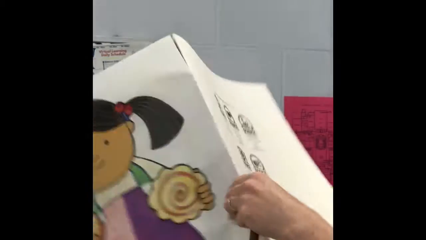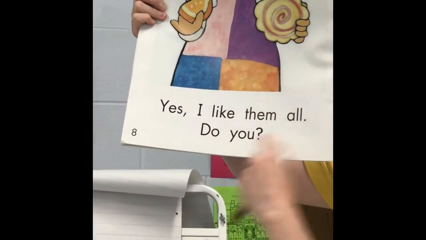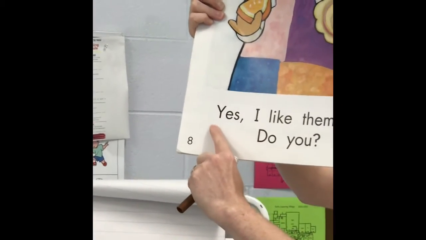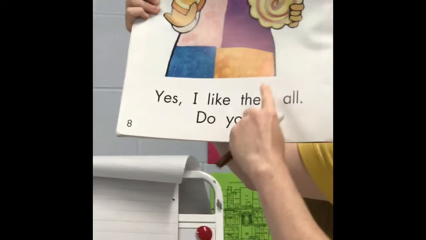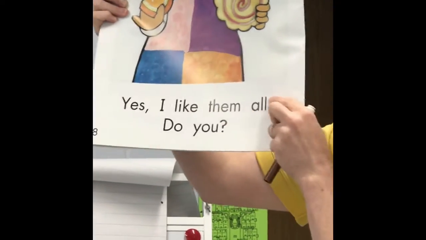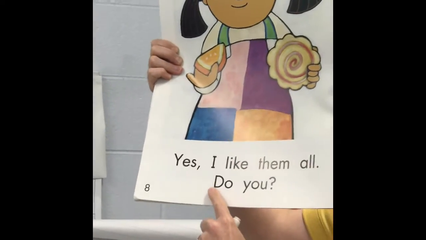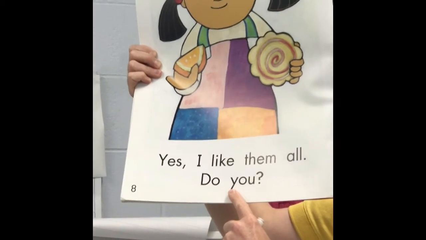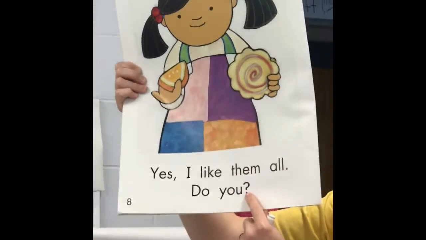Now, if you look closely on this page, it says, yes, I like them all. Do you? There are two sentences on this page. So we start with a capital letter, capital Y, good. And then when we're done with this sentence, yes, I like them all, that feels like it's done. So the writer added a period to stop the sentence. And then, when we start a new sentence, we use a capital letter again. That just means it's a new sentence. Do you? Okay, so we were done with that sentence. We put a punctuation. Here it's a question, okay?